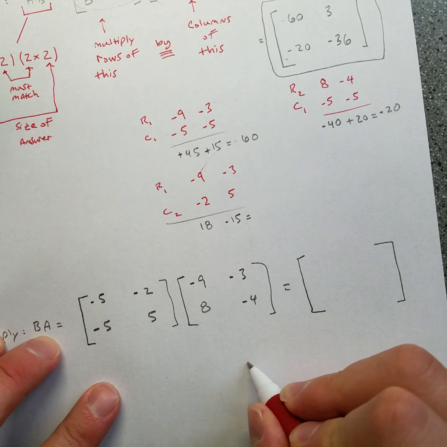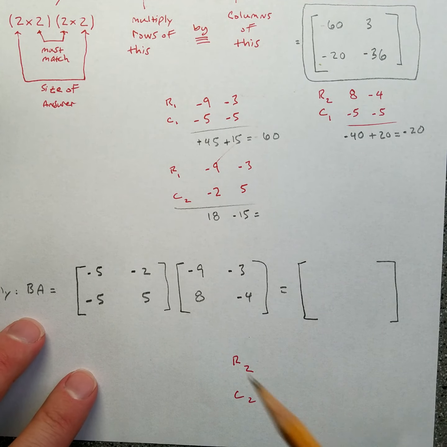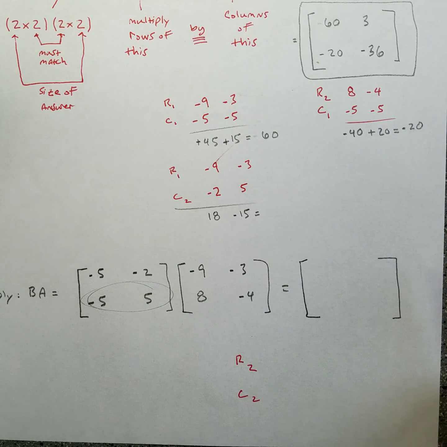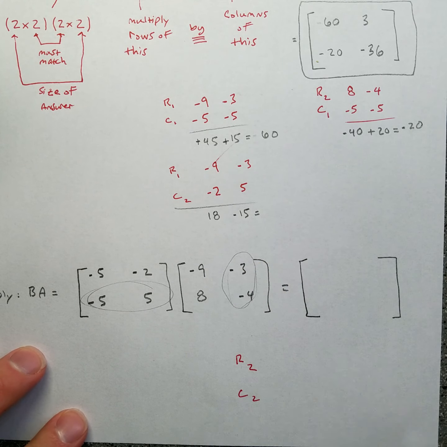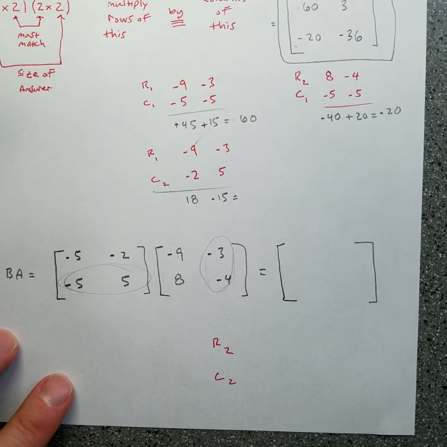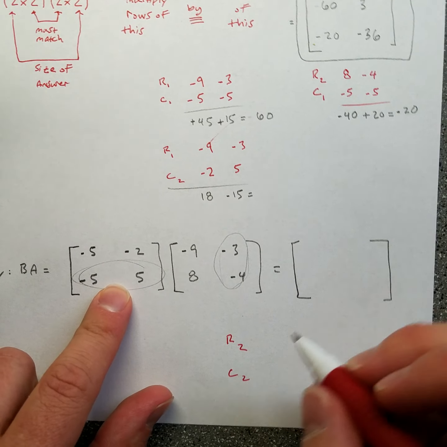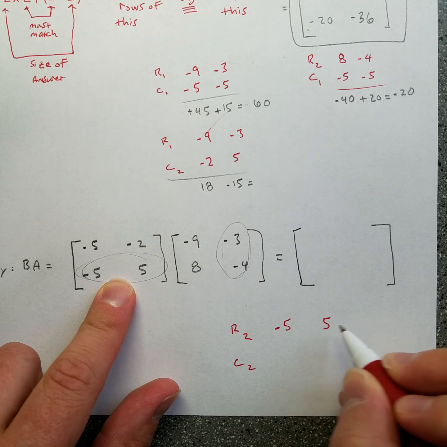So let's write that out. What would row 2 be? So row 2 is here. Okay? And then column 2 is here. Because it's always the rows of the first one times the columns of the second one. Now, how though? Row 2 is negative 5 and 5.